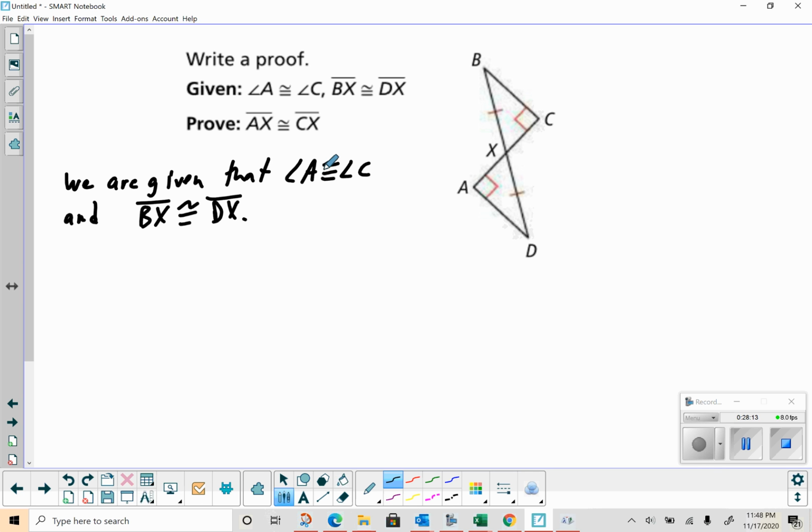Okay, in the given, we've got a pair of congruent angles. We have a pair of congruent sides. Almost that same arrangement that we saw earlier. We could say that angle AXD is congruent to angle. Now, this one's pretty simple. If I start with the right angle and then go to X, here I have to start with the right angle. So this is CXB.